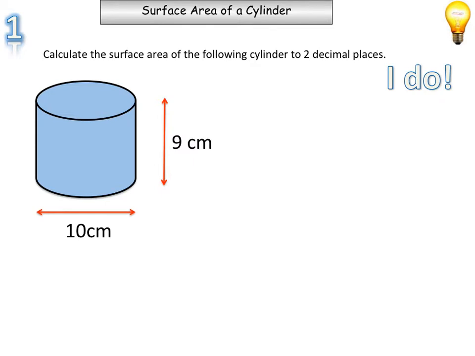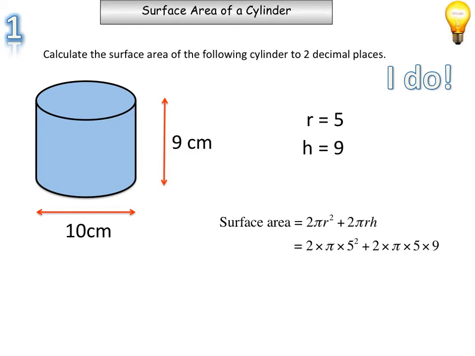Okay, let's work out the surface area to 2 decimal places of this cylinder. Here's the formula, 2 pi r squared plus 2 pi r h. So we need a few values. We need the r and we need the h. The diameter is 10 centimeters, which means the radius will be 5, and the height is going to be 9 centimeters. Substitute your values into the formula.